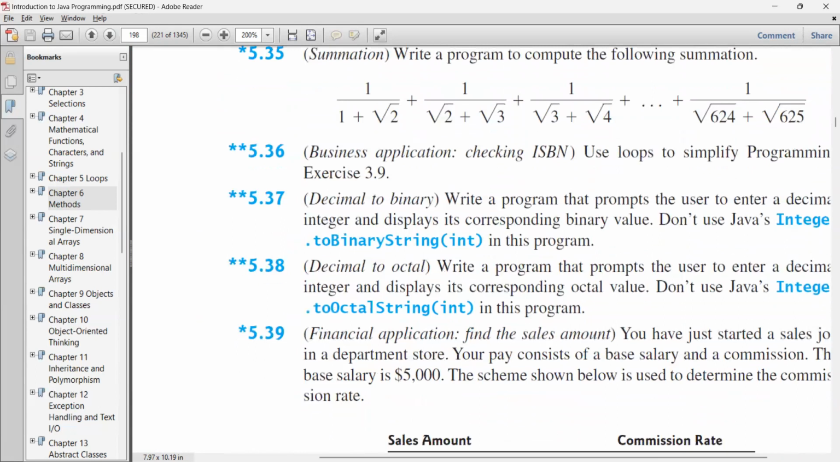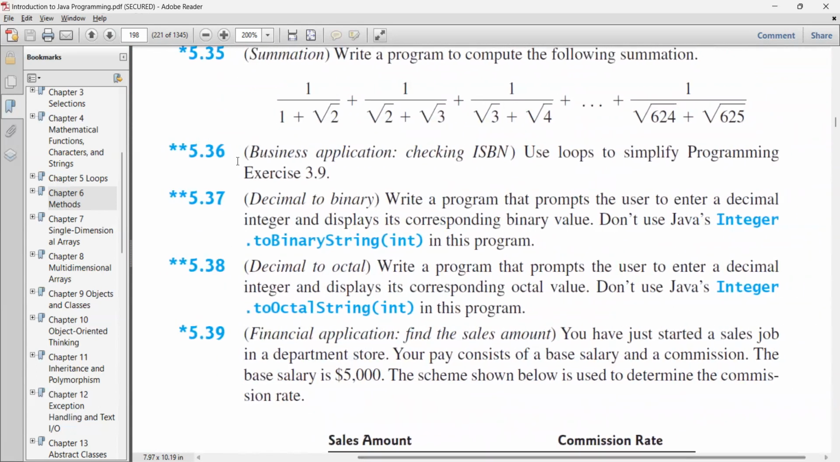Now look here, students. This is again a good question. 5.37 is saying decimal to binary. Write a program that prompts the user to enter a decimal integer and displays its corresponding binary value. Don't use Java's integer to binary string in this program. We should not use this method given in the Integer class. We should write on our own how we can convert decimal into binary.